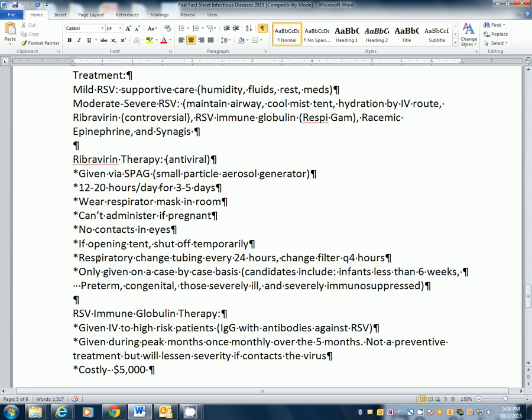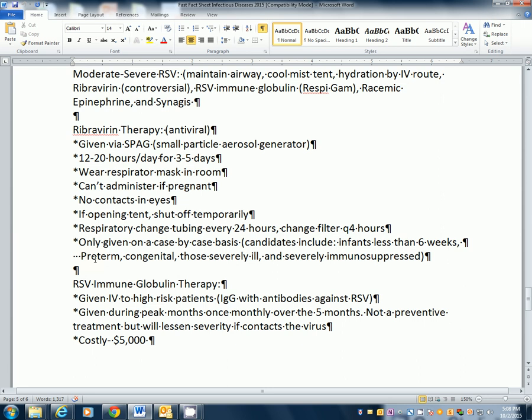Respiratory, in opening the tent, you want to shut it off before you open it. And respiratory has to change the tubing every 24 hours and the filters every 4 because it clogs easily and crystallizes. It's the only one given on a case-by-case basis. Candidates for ribavirin include infants less than 6 weeks, preterm infants, those with congenital defects who are severely ill, and those severely immunosuppressed. So we don't just give this to anybody.